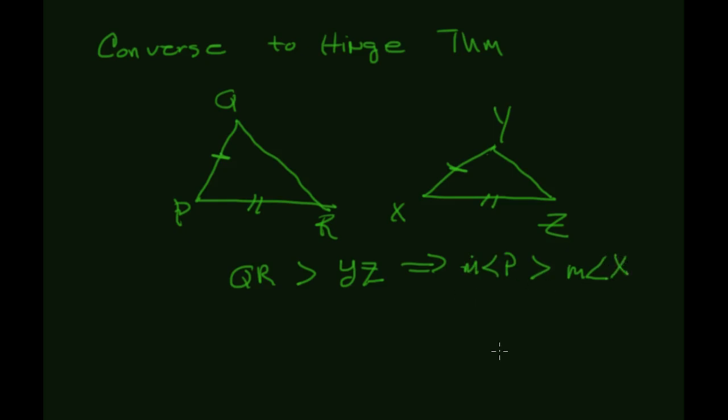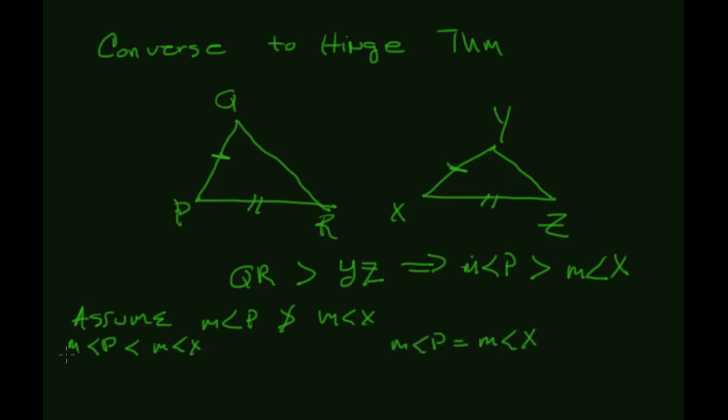Okay, so we're going to prove this by contradiction. We're going to assume that that's false. So we're going to assume that the measure of angle P is not bigger than the measure of angle X. So this implies one of two things. Either the measure of angle P is smaller than the measure of angle X, or the measure of angle P is equal to the measure of angle X. Well, if it's smaller, then according to the hinge theorem, QR has to be less than YZ, which is a contradiction of our given, that QR is greater than YZ. So that can't possibly be true.